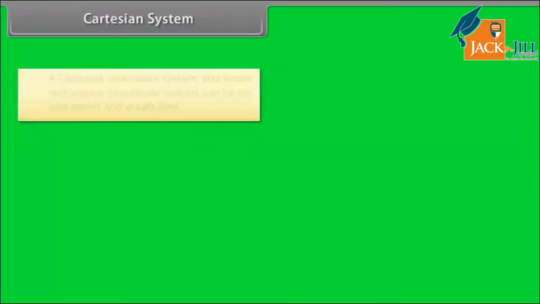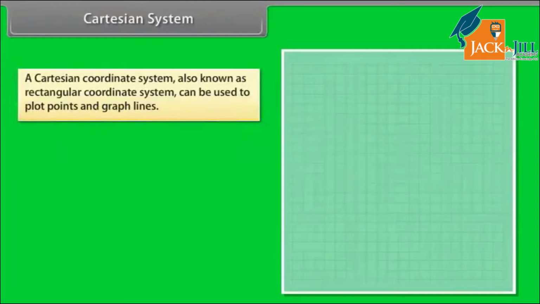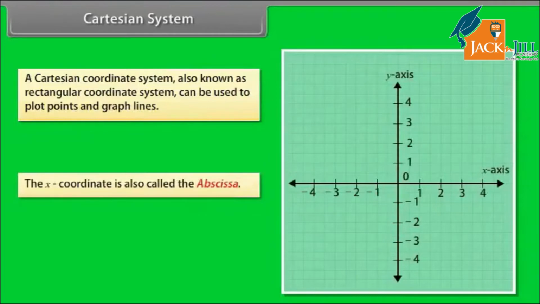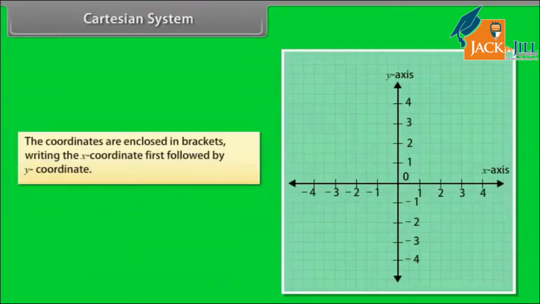Cartesian system. A Cartesian coordinate system, also known as rectangular coordinate system, can be used to plot points and graph lines. It is basically a set of two number lines, the x-axis and the y-axis. The x-coordinate is also called the abscissa. The y-coordinate is also called the ordinate. The coordinates are enclosed in brackets, writing the x-coordinate first, followed by the y-coordinate. The center or intersection of the two axes is equal to (0, 0).